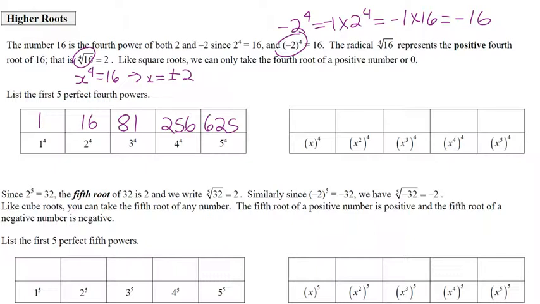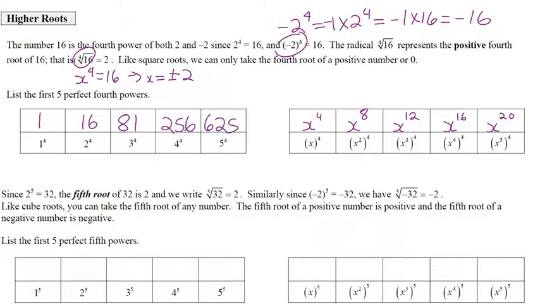Okay, and then we want to do this with x's, so x to the 4th. X squared to the 4th gives me x to the 8th, x cubed to the 4th, x to the 4th to the 4th, and x to the 5th to the 4th.